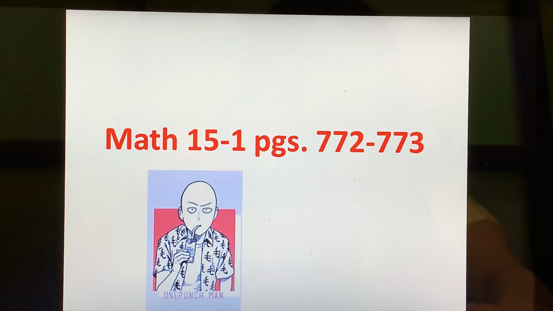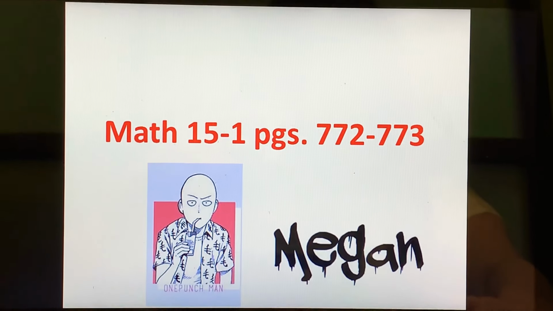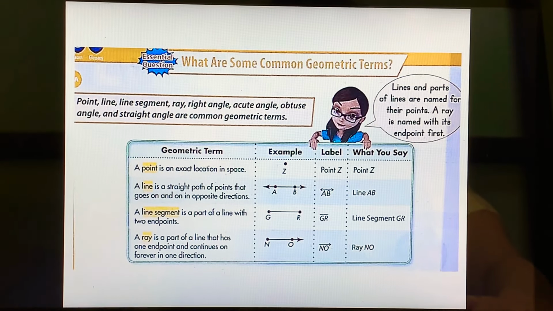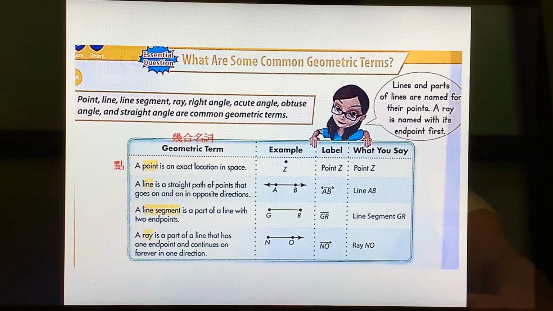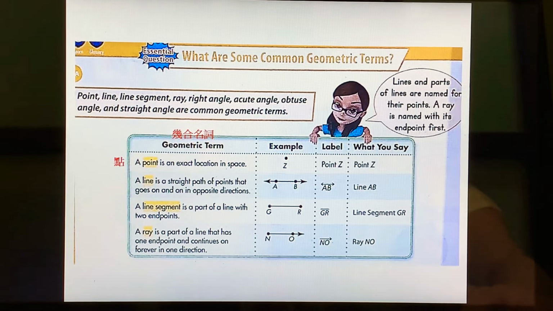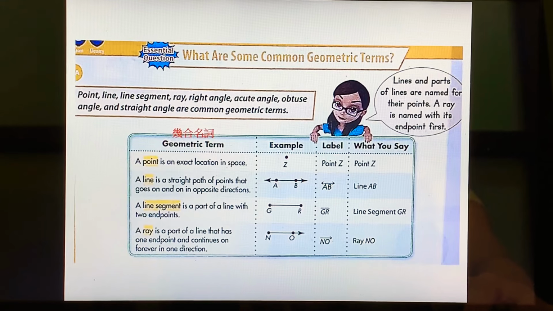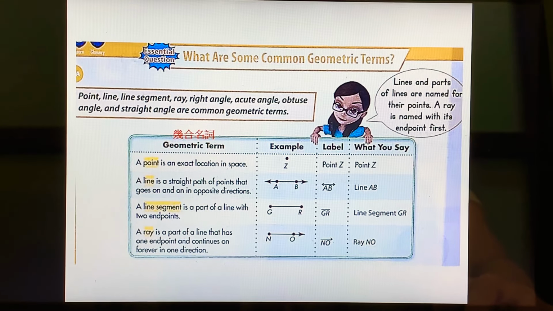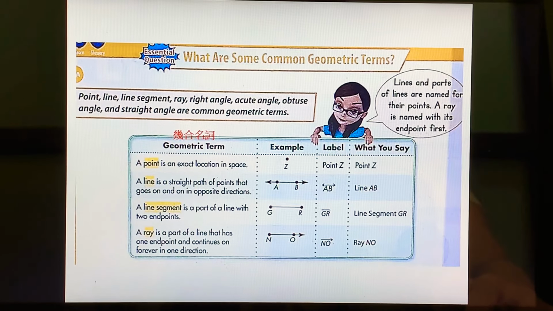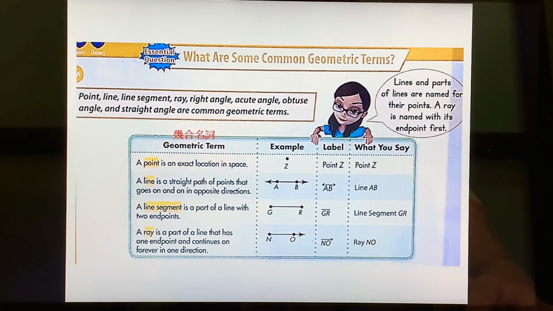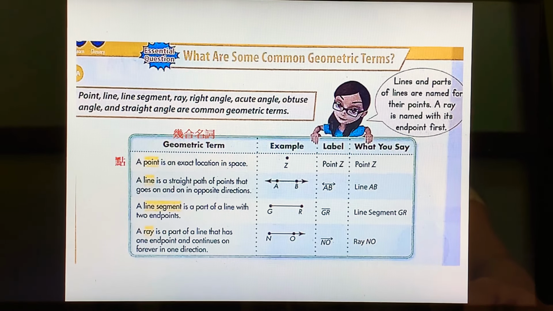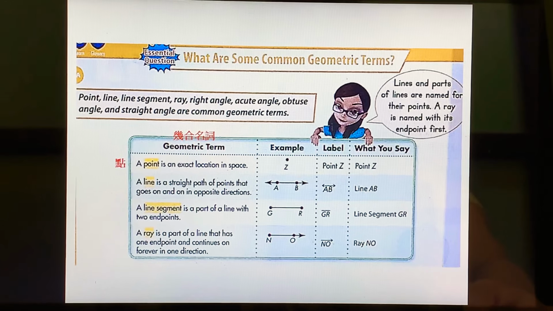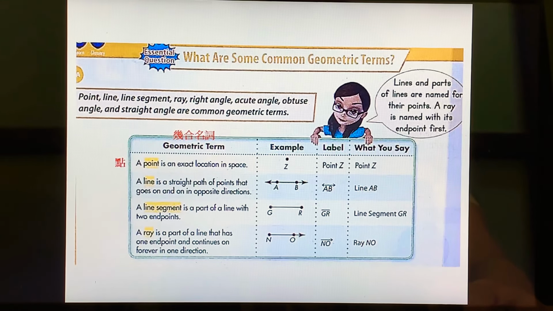Page 772. What are some common geometric terms? 几何名词，几何学上面的名词。Point, line, line segment, ray, right angle, acute angle, obtuse angle, and straight angle are common geometric terms. 这些都是常见的几何名词。点 point. A point is an exact location in space.